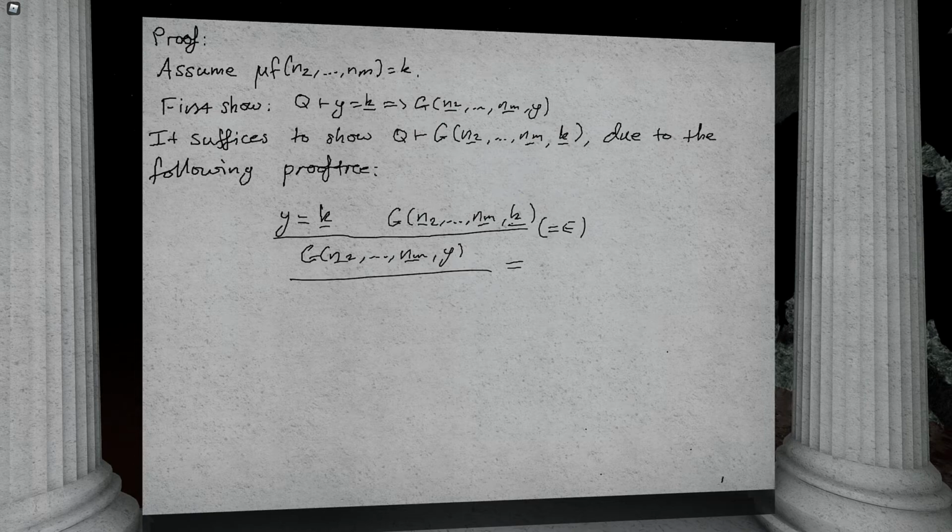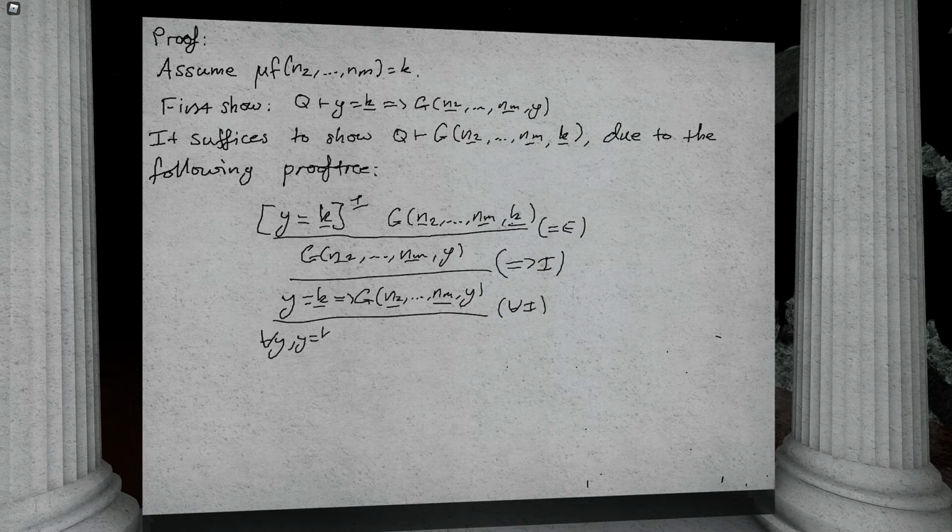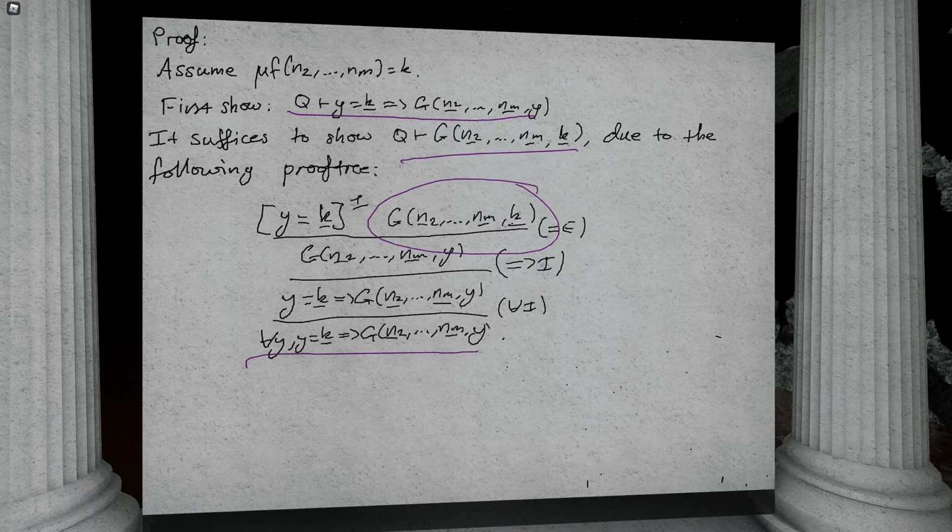The next step is to use an implication introduction, which means that I discharge something. I'm going to discharge this hypothesis. So I get that y is equal to k underline implies g of n2 up to nm, y with underlines on all of these. Then I use a for all introduction and get for all y, y is equal to k implies g of n2 up to nm up to y, right? And that is this. All I used was this assumption, and therefore it's sufficient to prove that.